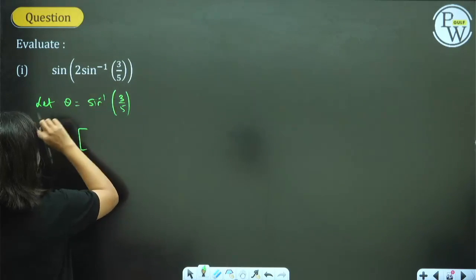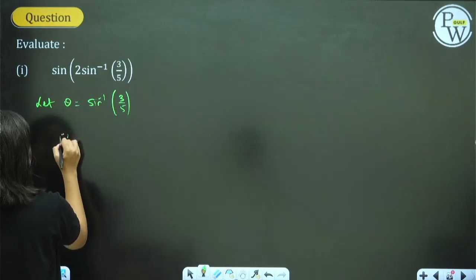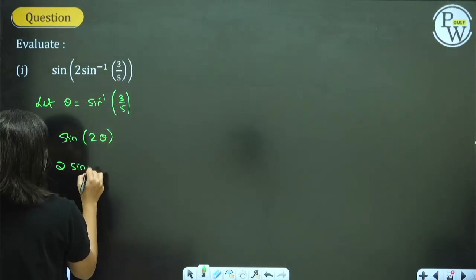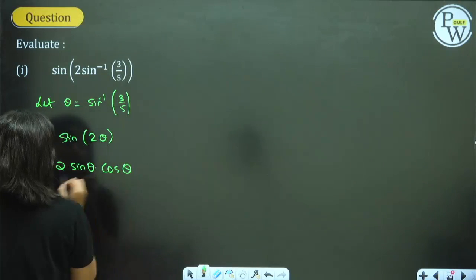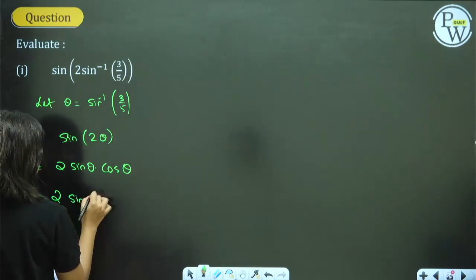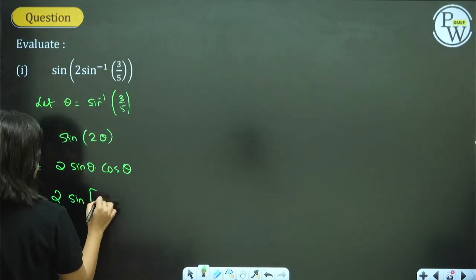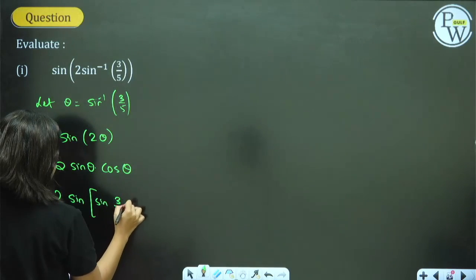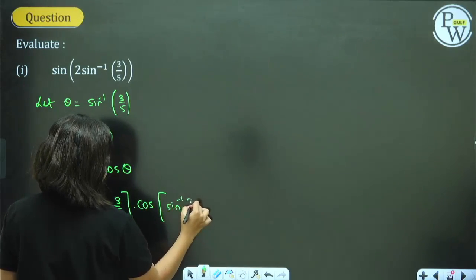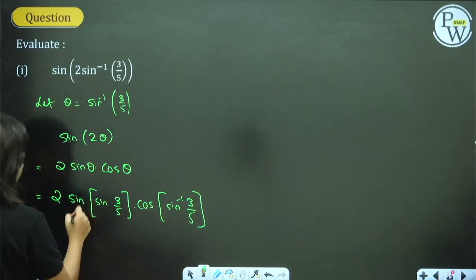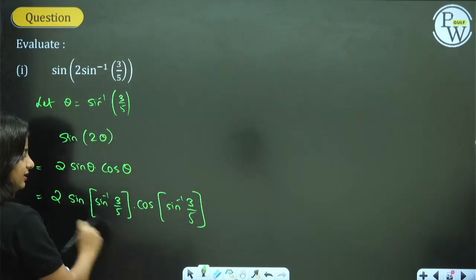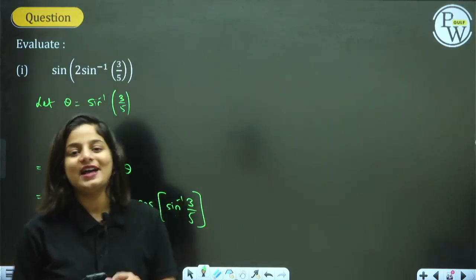So what is sine of 2 theta? It is 2 sine theta into cos theta. Agreed everyone? 2 sine theta into cos theta. What's theta? Theta is sine inverse 3 by 5. So 2 sine of sine inverse 3 by 5 into cos of sine inverse 3 by 5. Your sine and sine inverse will go off. But what about cos and sine inverse? I cannot cancel that. Make this sine inverse as cos inverse.